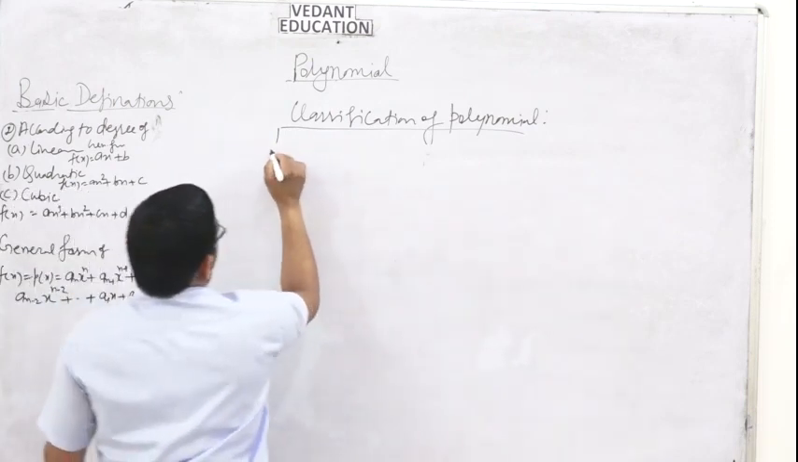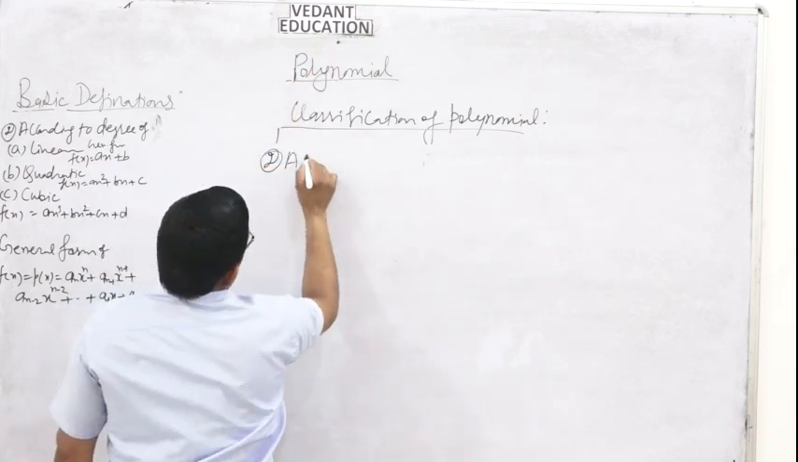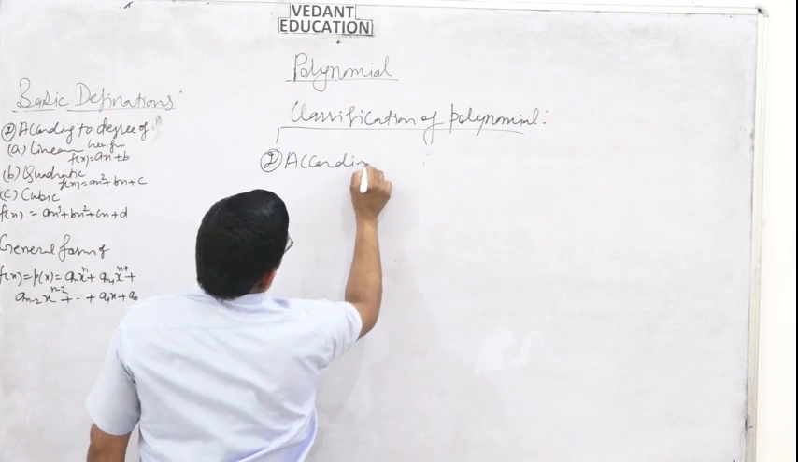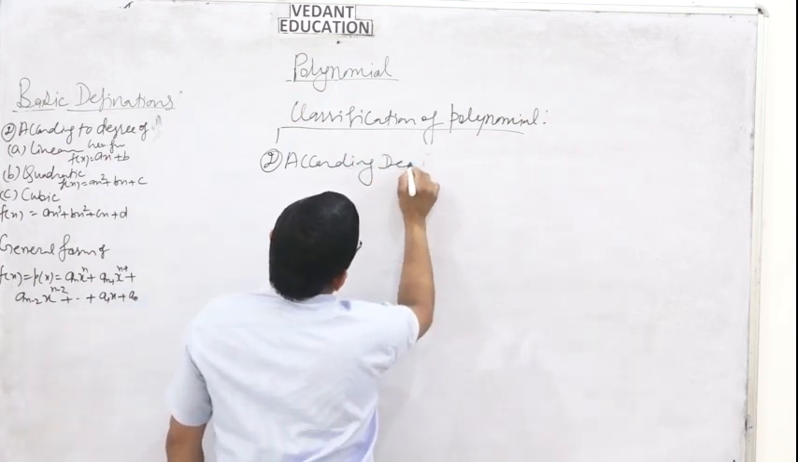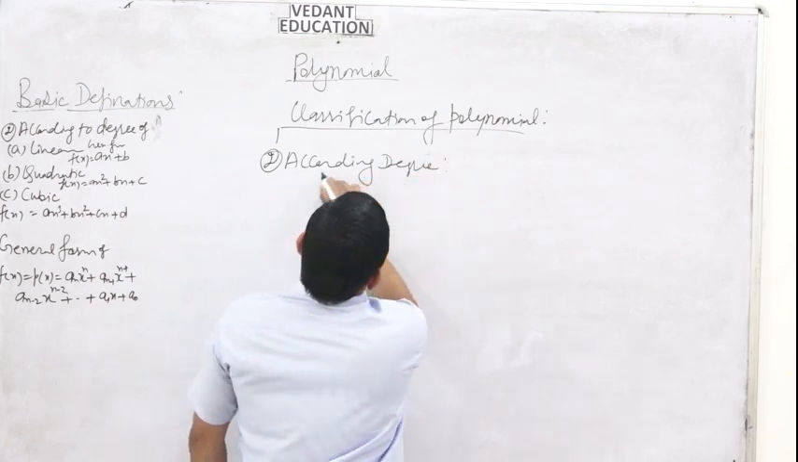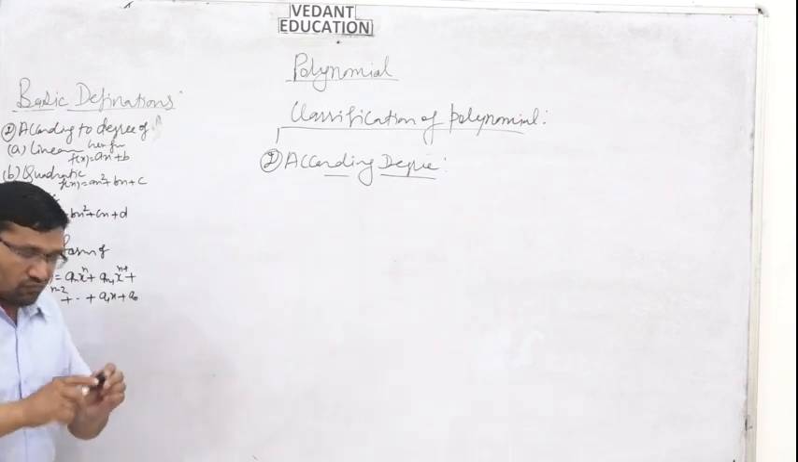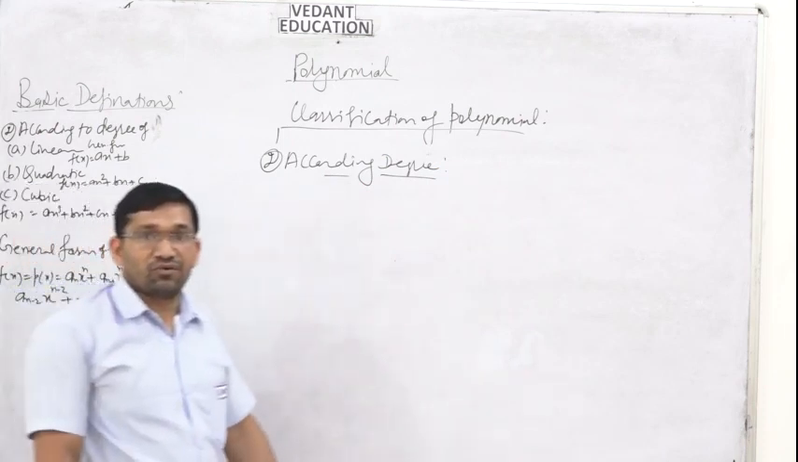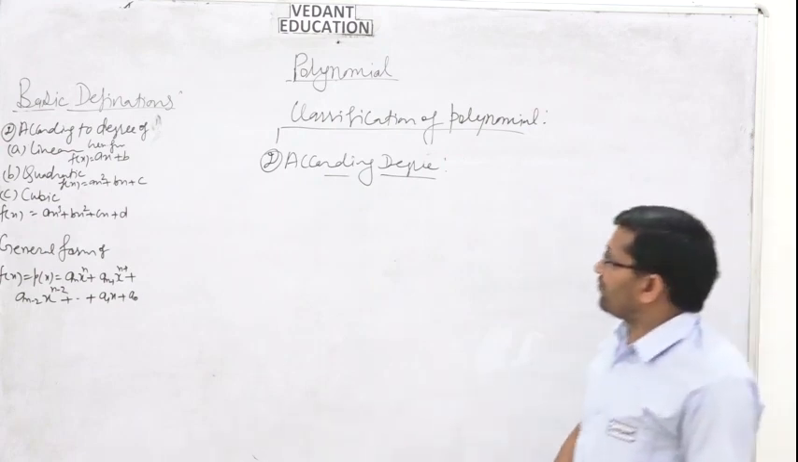Second classification, according to degree. According to degree of polynomial. What is degree? Degree is the highest power of variable.